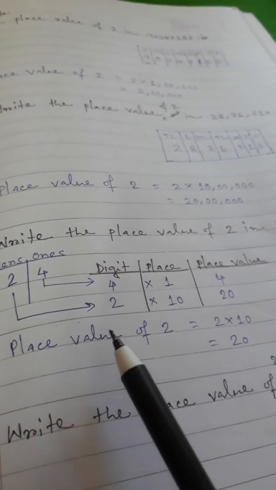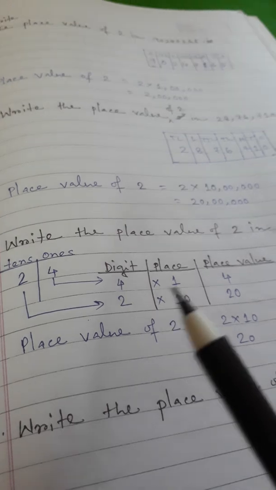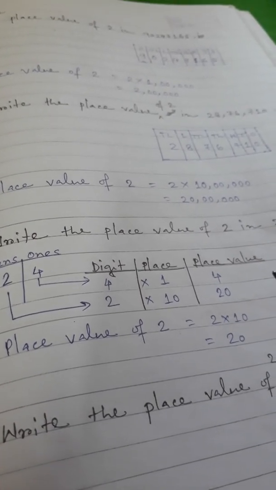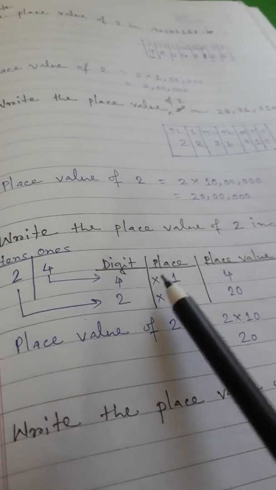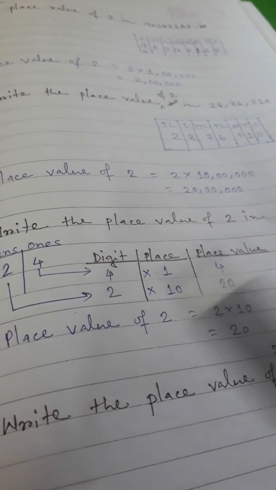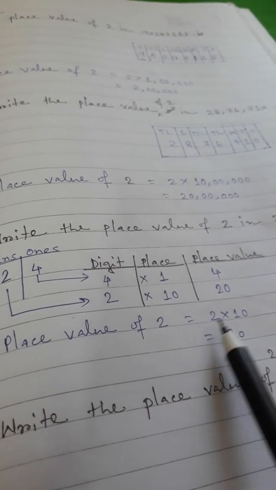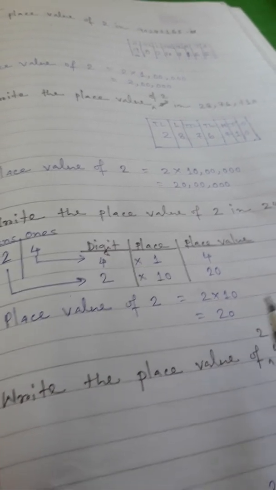If your question mentions to write the place value of 4, then you have to find out the place value of 4. But in this question the place value of 2 is mentioned, so you have to find out the place value of 2, which equals 2 into 10, so then you will get 20.